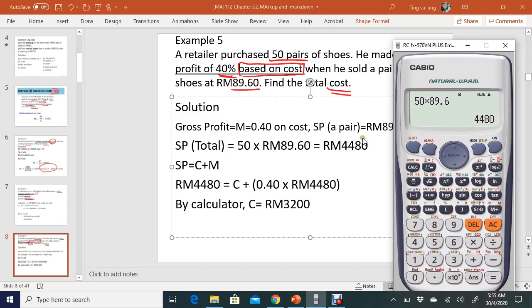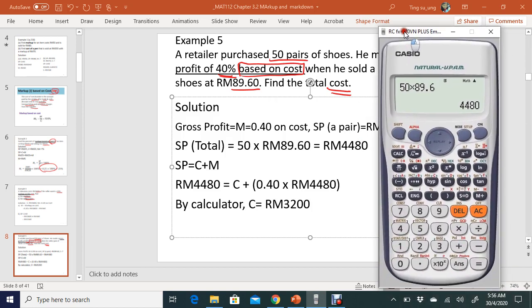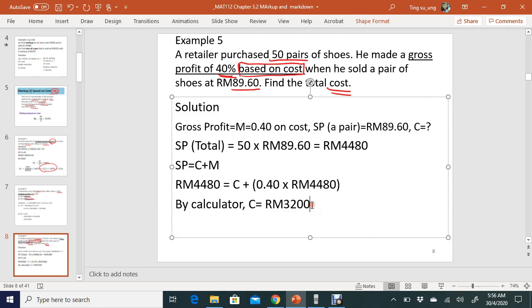Okay, so I already have your selling price. But you want to know what is the cost. So what is the model involved? What's the actual model involved? So what I need to do, just key in, then again alpha equal and alpha x, then you plus again 40%, multiply with 4480. Oh, sorry, it should be shift solve. 2688. Is that okay? Okay, so let us proceed.